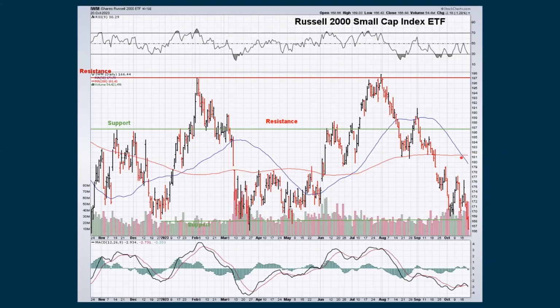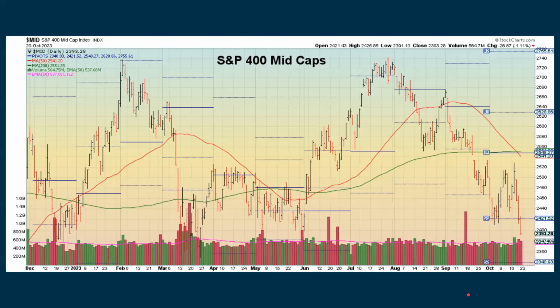It did generate a death cross. We're looking negative with the RSI. We're also turning negative with the MACD. The mid-caps also generated a death cross and broke below support, but there's other support here that the mid-caps may find to be able to bounce up off of.